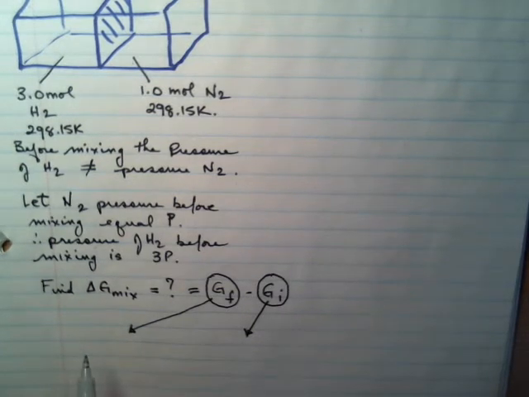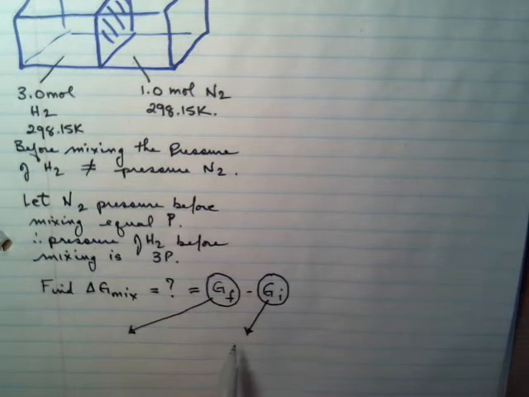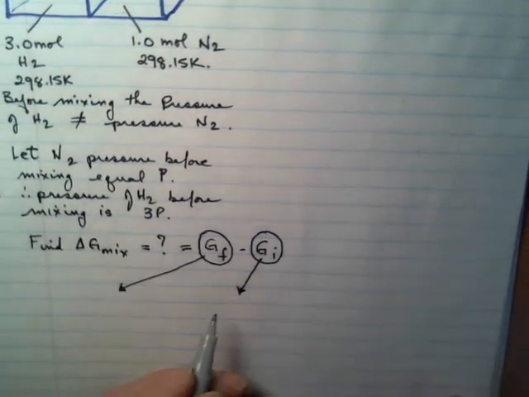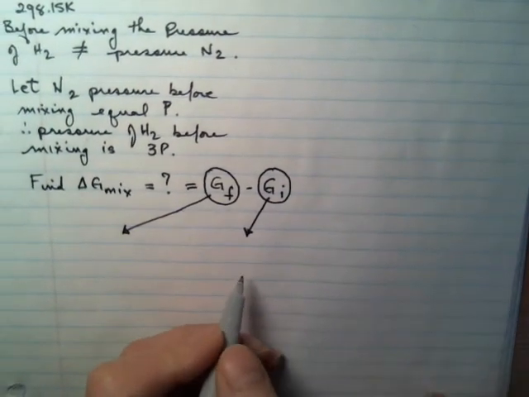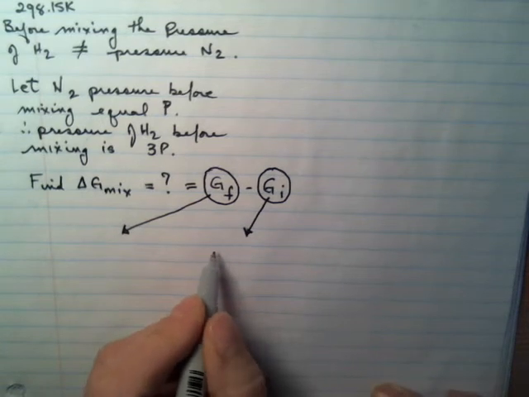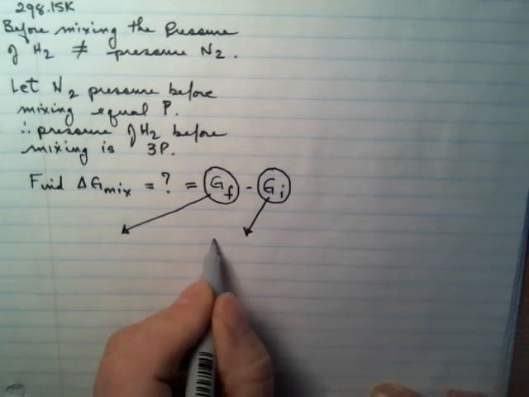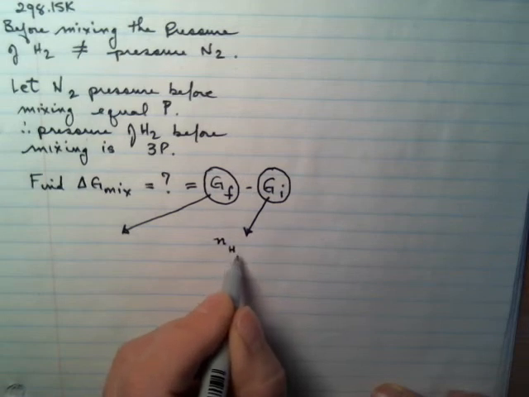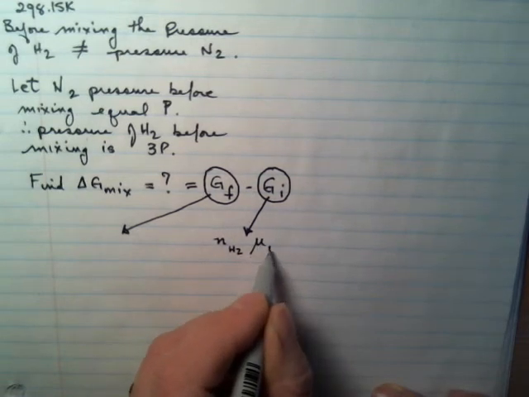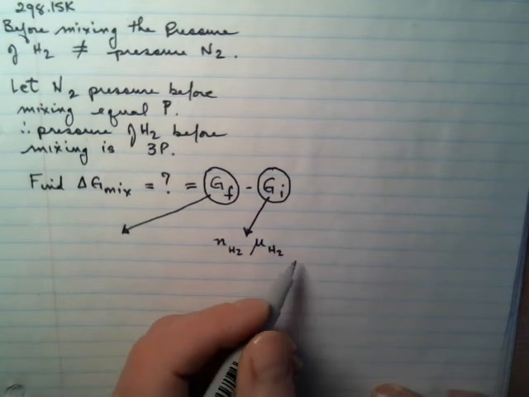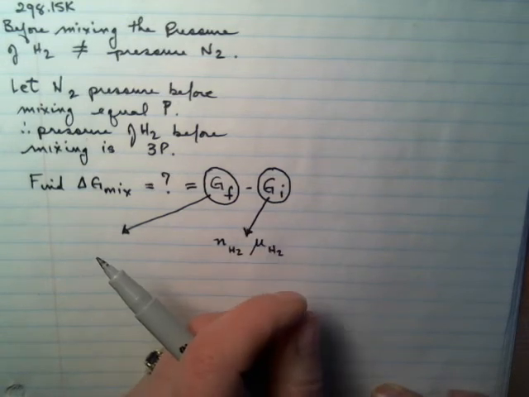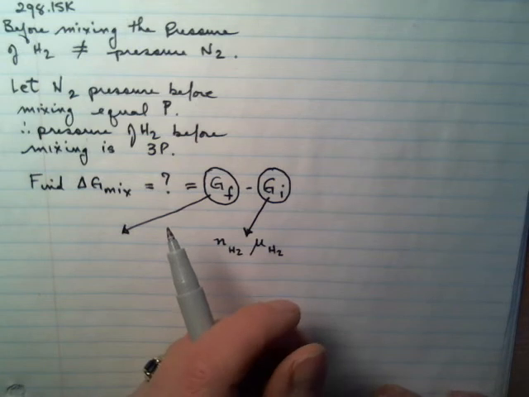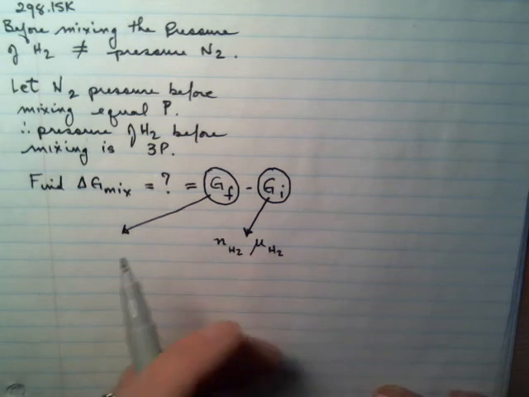Now my unmixed state, to think back to our lecture that we did before, the total G was equal to, let's use the gas name, N, it's going to be N H2 mu H2.